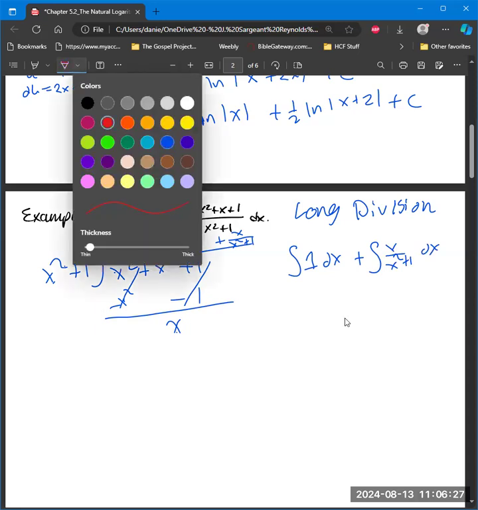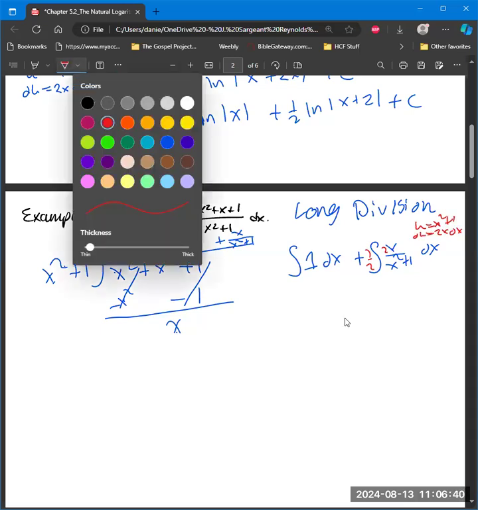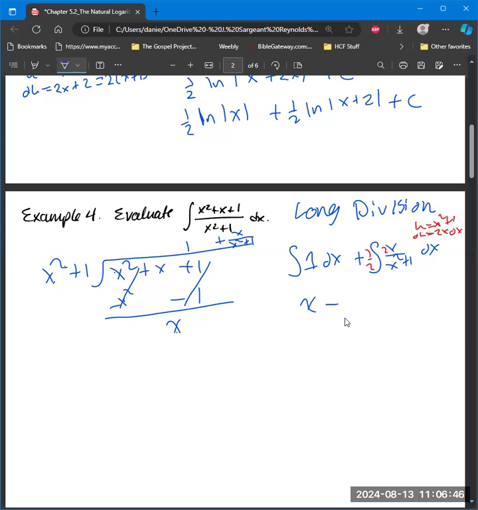Going to fix my du there, where u is equal to x squared plus 1. du is 2x dx. Come on back to my regular color here. The integral of 1 dx is going to be x, plus we have that 1/2 ln of the absolute value of x squared plus 1 plus c.